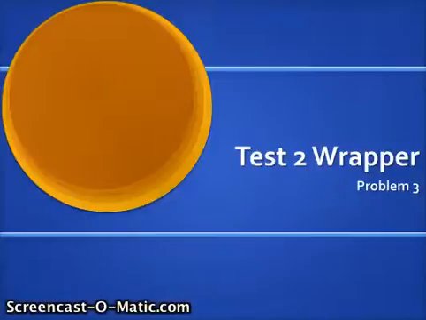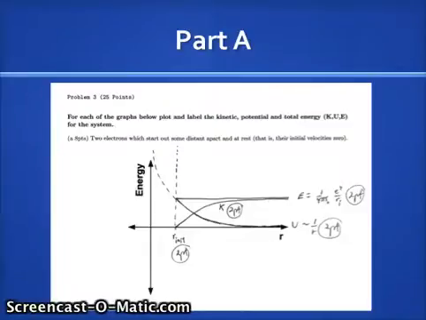Hello, today I'll be talking about problem 3 from test 2 and how you go about solving it. In part A, you were supposed to plot the kinetic, potential, and total energy. It says that there are two electrons that start out some distance apart and they're at rest, and you have to plot those energies.